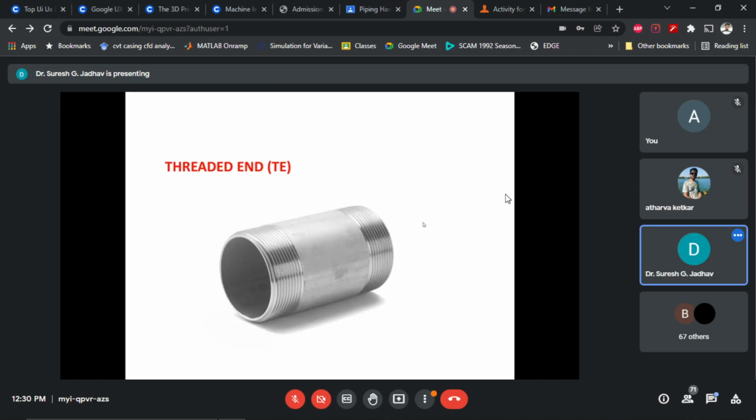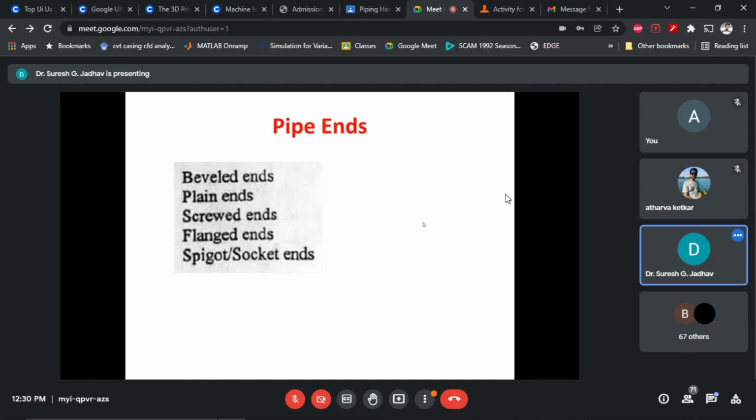This is one, and another is the threaded ends. See bevel ends, threaded ends, flange ends, spigot or socket ends. In bevel ends, pipe to pipe or pipe to fitting joints are done by butt welding. See, the first one is plain ends, done by fillet welding, and now bevel ends is done by butt welding. And the third one is the screw joints, or we call the screw ends.